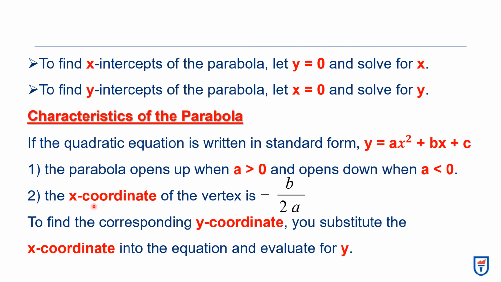Also, the x coordinate of the vertex is found by the formula minus b over 2a. So whenever we want to calculate the coordinates of our vertex, we simply use the formula minus b over 2a.